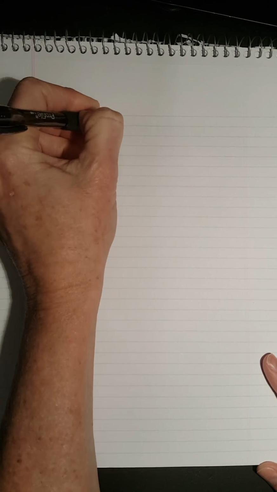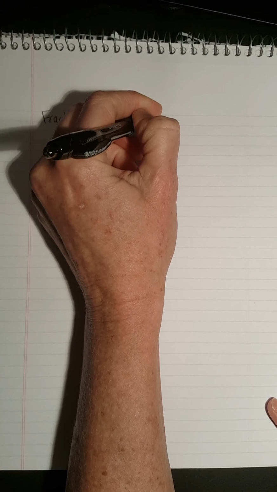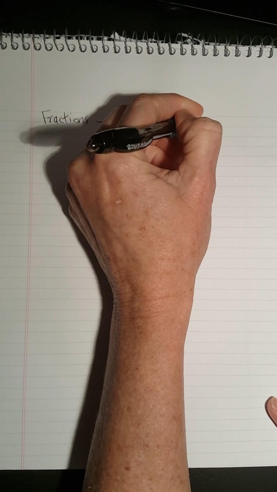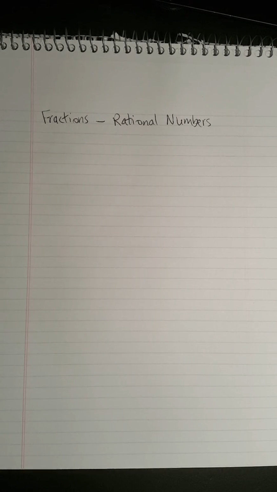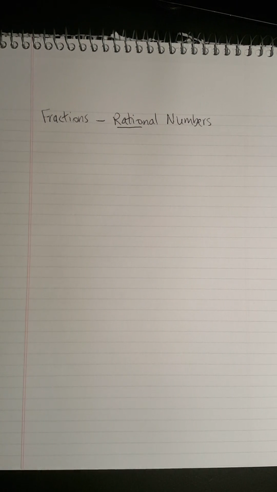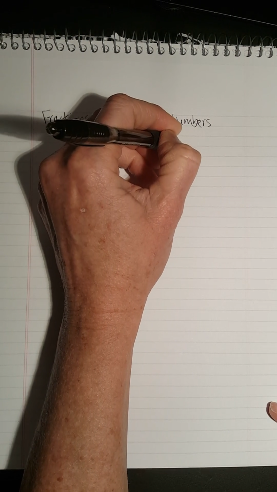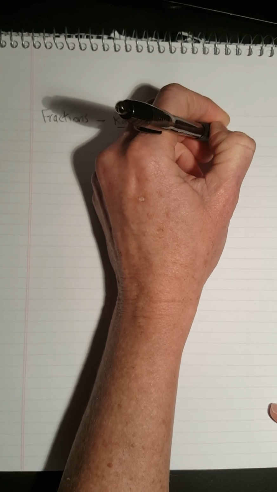Okay, let's tackle some fractions. So let's start off by talking about what fractions are. Okay, fractions are also referred to as rational numbers. So if you hear rational numbers, that just means they're dealing with a fraction. That's all it means. There's a base word in here, ratio, and a ratio is a comparison of two numbers.